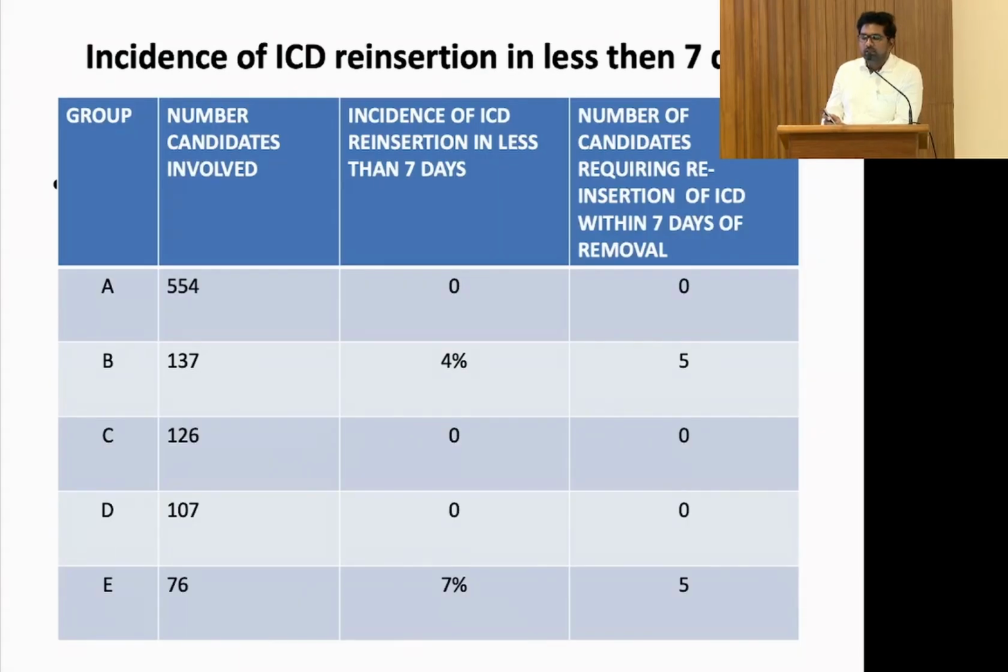So ICD reinsertion in percentage: in group A, none; only group B and group E had ICD reinsertion within 7 days. Group B is because of malignancy, and in group E there is bullous lung disease, maybe associated lung disease was there. So that etiology can be attributed for the reinsertion of ICD. Whereas in group B and E, it is only just 5%.